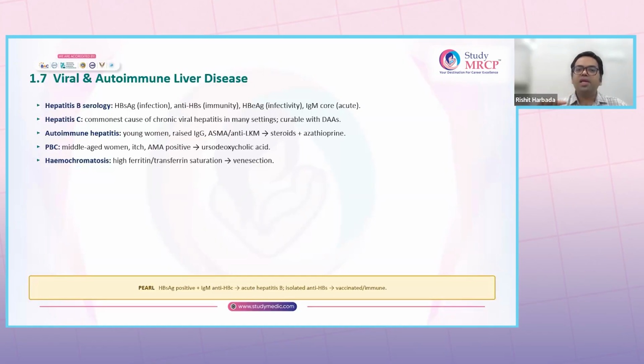Whenever the patient is diagnosed, then you do the viral load, and depending upon that, you give commonly two drugs which are available. One is entecavir, one is tenofovir. Tenofovir is much more commonly used now because of much more benefits.